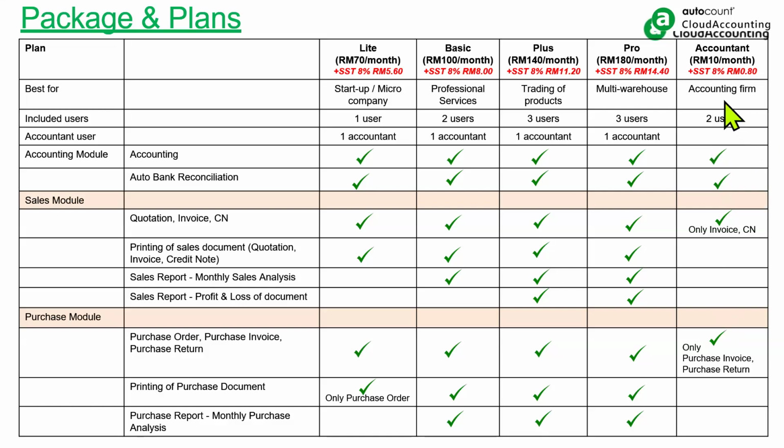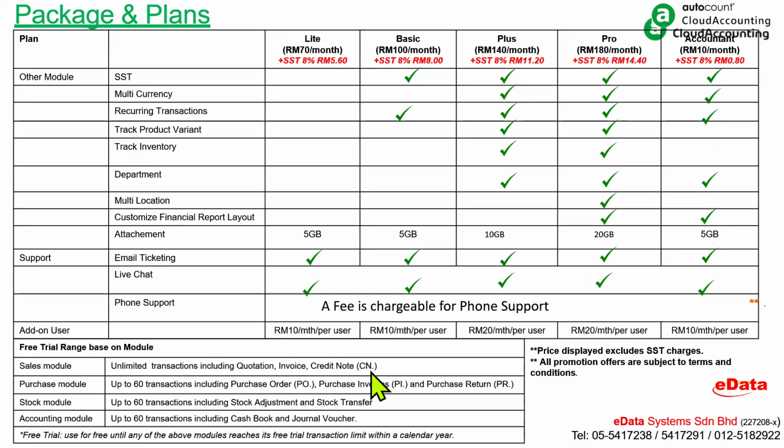They purchase and use it to do their clients' accounts. Okay, and for the lowest package, you can see that you have the accounting, the auto bank reconciliation, and the sales module with quotation, invoice, and credit note. Then you have printing of sales documents and purchase order.